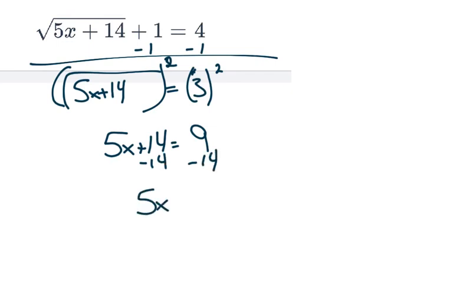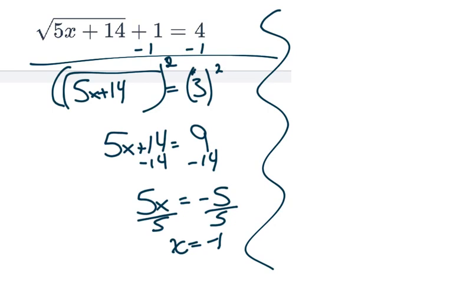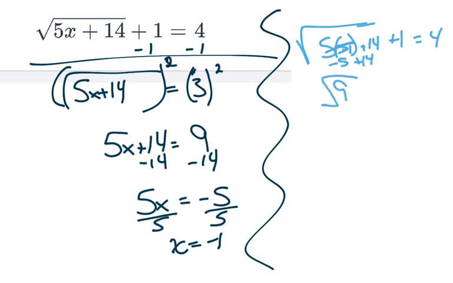So 5x equals 9 minus 14. I got that backwards, which is a negative 5, and then divide by 5. So you get x equals negative 1. Let's check it out. 5 times negative 1 plus 14, plus 1 should equal 4. So this is negative 5 plus 14, and that is 9, plus 1. The square root of 9 is 3, so 4 equals 4. So your solution is negative 1 in curly brackets.